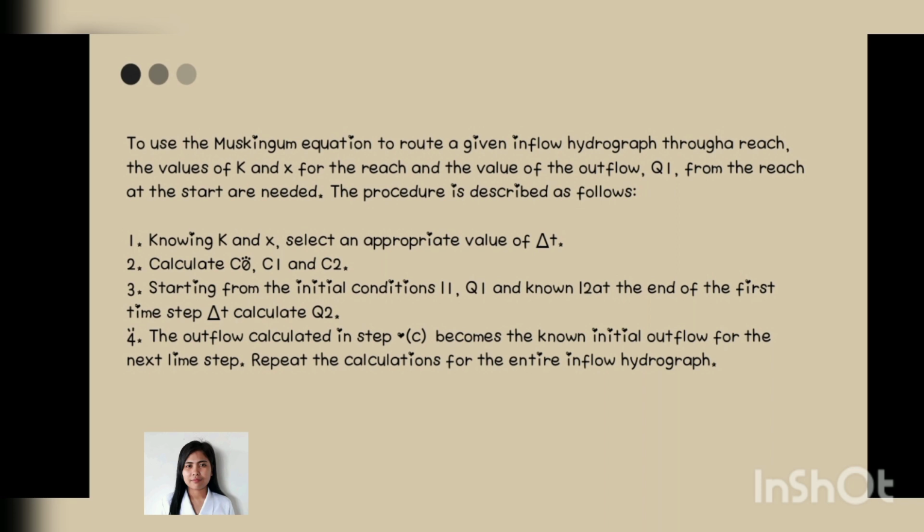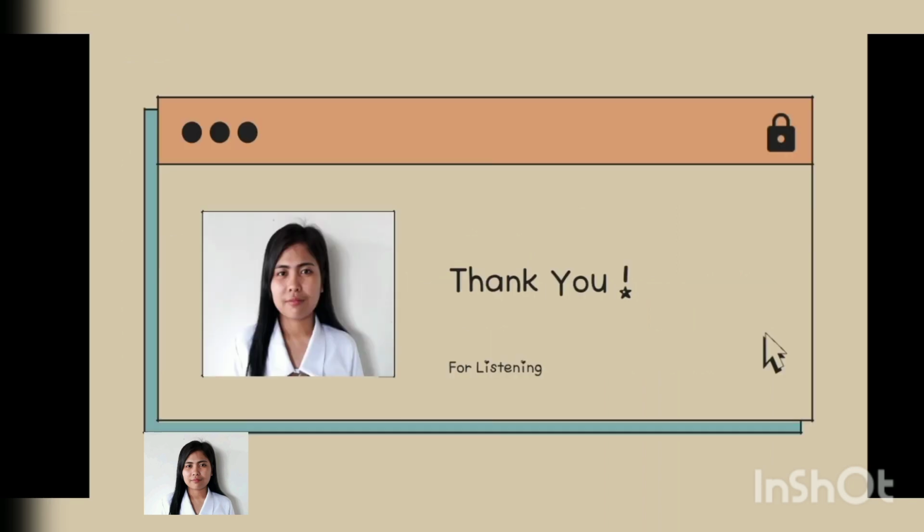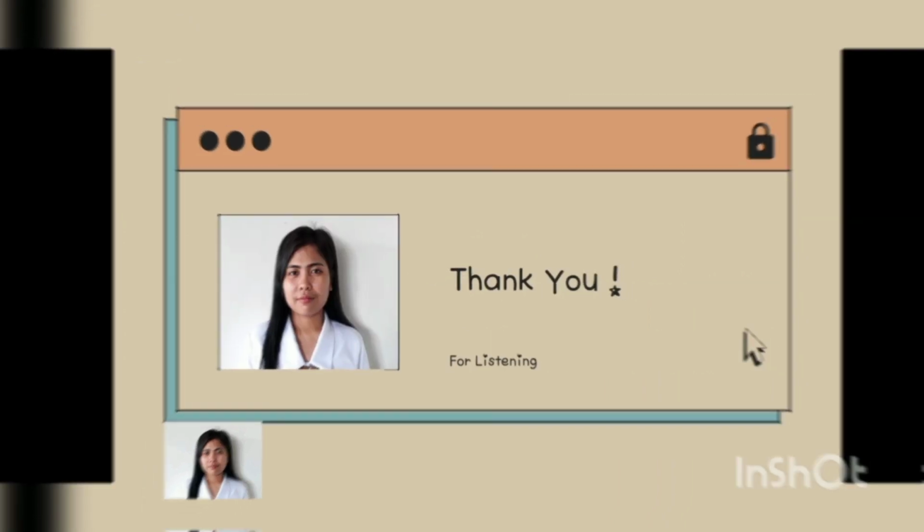Number 3. Starting from the initial conditions I1, Q1 and known I2 at the end of the first time step, delta T, calculate Q2. And lastly, number 4, the outflow calculated in step 3 becomes the known initial outflow for the next time step. Repeat the calculations for the entire inflow hydrograph. That would be all. Thank you for listening.